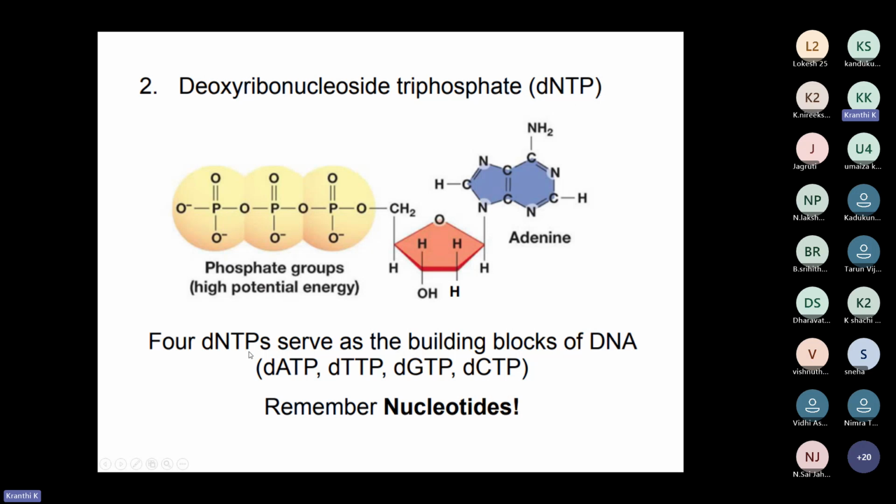Deoxynucleotides. One is deoxyadenine triphosphate, then thymine triphosphate, then guanine, then cytosine. We need all four. Why? See, this is a nucleotide, right? So if you combine the nucleotides, then it will be converted to a strand, right? If there is no nucleotide, then how will you build the complementary strand? It's not possible. So we need these dNTPs, right? Deoxyribonucleoside triphosphates are the nucleotides we need.